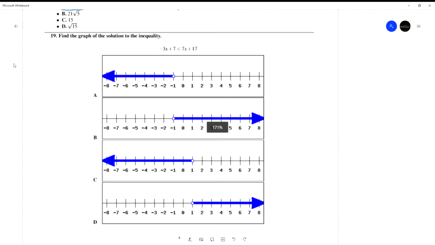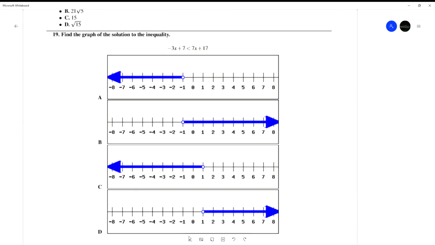Okay, in this problem, we have to solve the linear inequality, one variable inequality. So let's do that on the right. I have to subtract 7x from both sides, right? So negative 3x minus 7x is negative 10x. And then I'm going to subtract 7 from both sides. 17 minus 7 is 10. So look at that. We have negative 10x is less than 10.